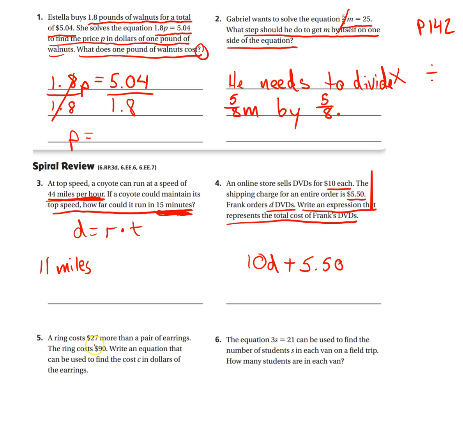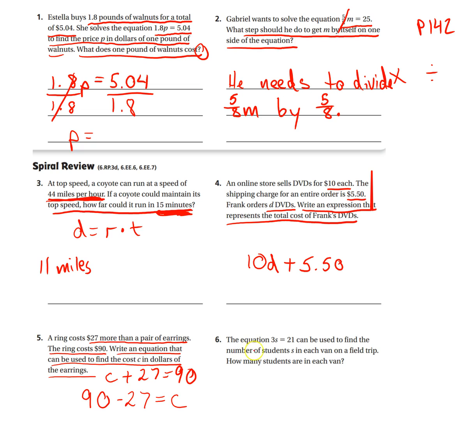So we move on. A ring costs 27 more than a pair of earrings. The ring costs 90. Write an equation that can be used to find the cost C dollars for the earrings. Okay, the ring costs 90. And then there's a few ways you can do this. 90 minus 27 is going to tell you the cost of the earrings. We could also do, let's see, C plus 27 equals 90. That would be another equation that would work.